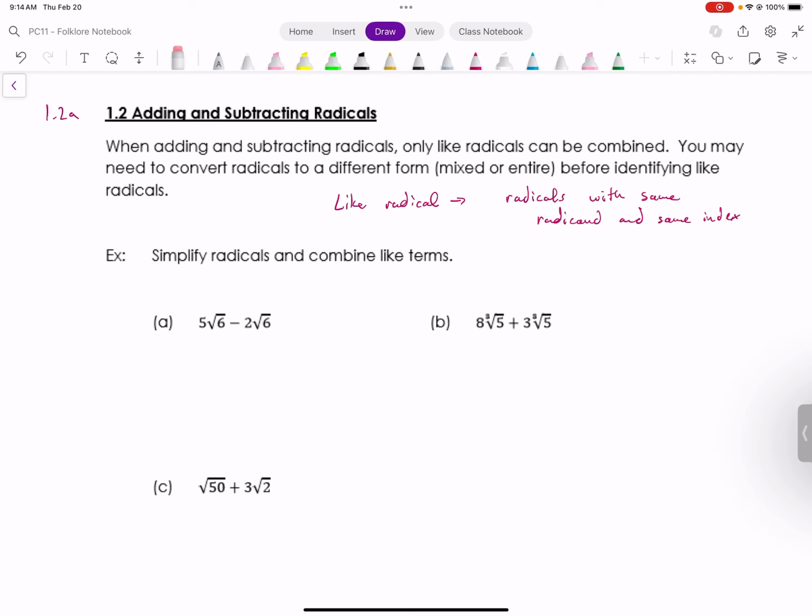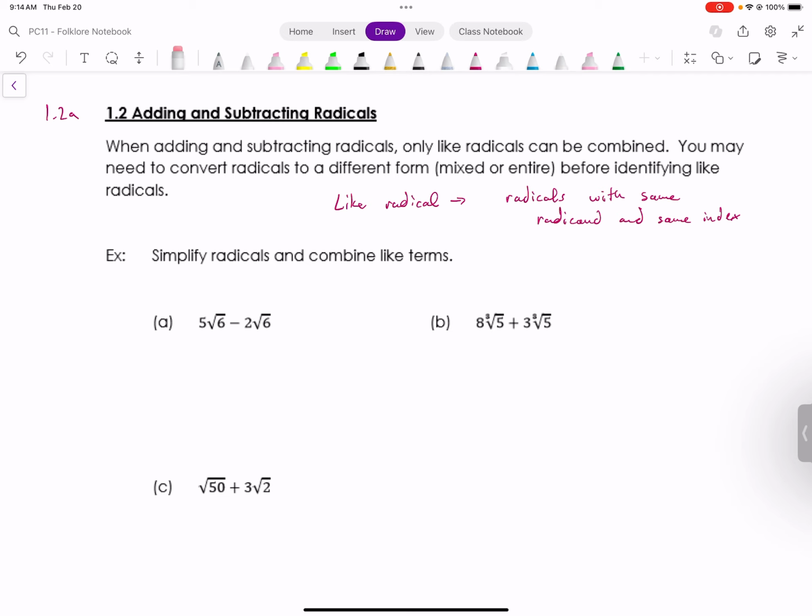So when adding and subtracting radicals, only like radicals can be combined. You may need to convert radicals to take a different form, either mixed or entire, before identifying like radicals. So here I think it's always advantageous to simplify radicals. So maybe I should say, what's a like radical? Well, like radicals are radicals with the same radicand and the same index.